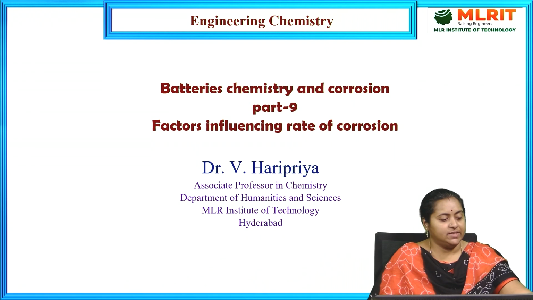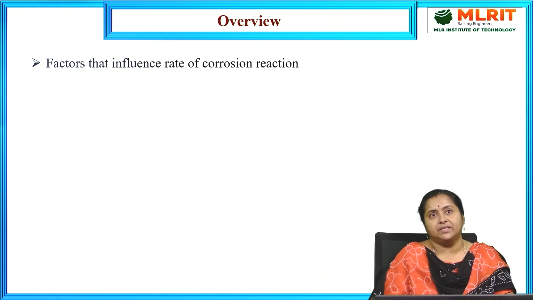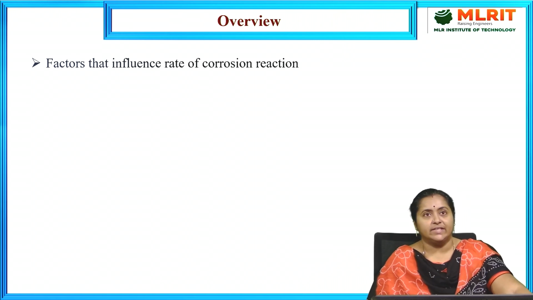So, in today's session, we are going to learn about various factors that are responsible for influencing the rate of corrosion reaction. That means they will show their influence. Either there will be an increase in the rate of corrosion reaction or there will be a decrease in the rate of corrosion reaction. Let us see one by one.